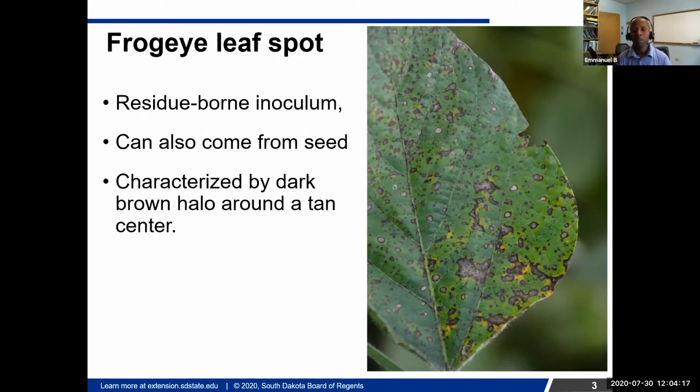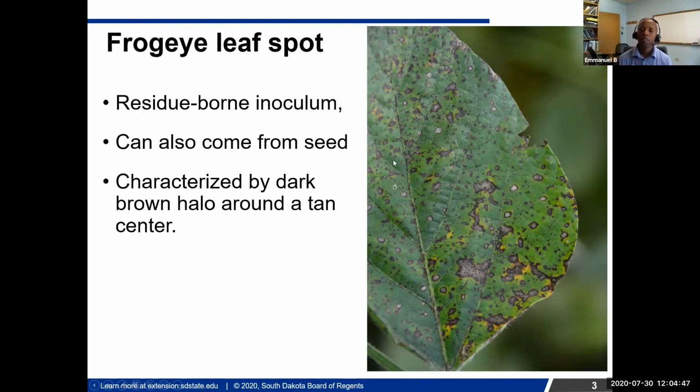The inoculum can also come from seed, but for the most part, we get this disease from residue from previous seasons. And one way to know that you have Frogeye leaf spot is to look at the margins of the lesion, where it's going to be surrounded by a dark brown halo, and then the center has a tan color to it. So this is how you can know you have Frogeye leaf spot.